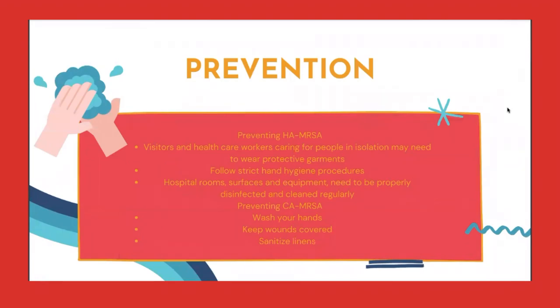So what are some prevention methods? So to prevent HA-MRSA, visitors and healthcare workers caring for people in isolation may need to wear protective garments. It's important to follow strict hand hygiene procedures. Hospital rooms, surfaces, and equipment need to be properly disinfected and cleaned regularly. To prevent CA-MRSA, it's important to wash your hands, keep wounds covered, and sanitize linens.